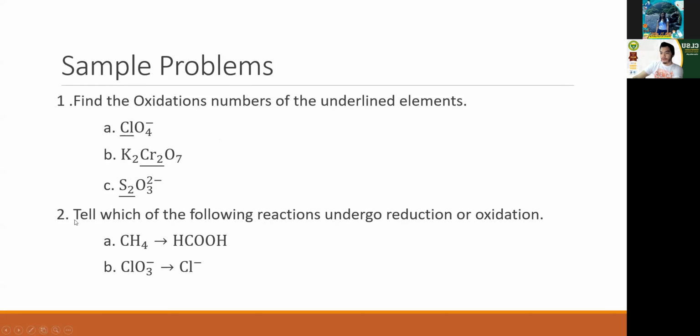Sa number 2 naman, tell which of the following reactions undergo reduction or oxidation. Si CH4 naging HCOOH, and then si ClO3 naging Cl. At first glance, madaling tingnan kung sino yung na-reduce o na-oxidize, pero syempre, you need to have proof. So sagutan natin.